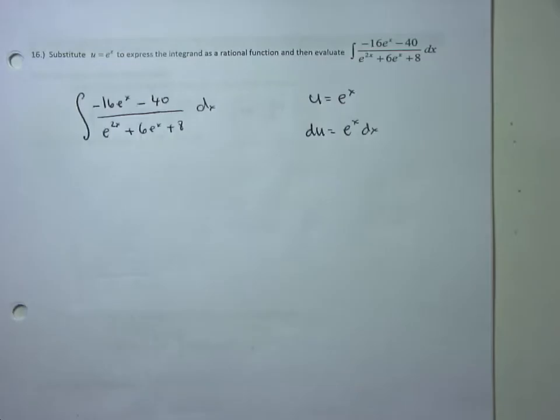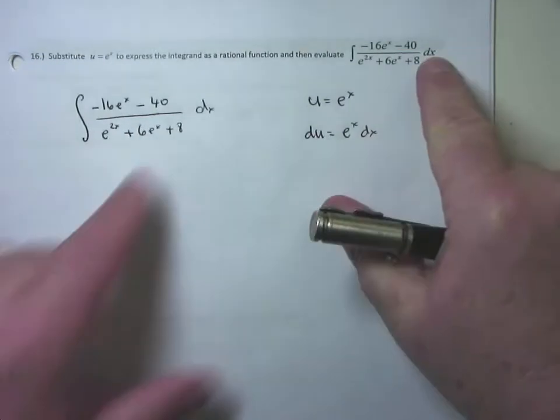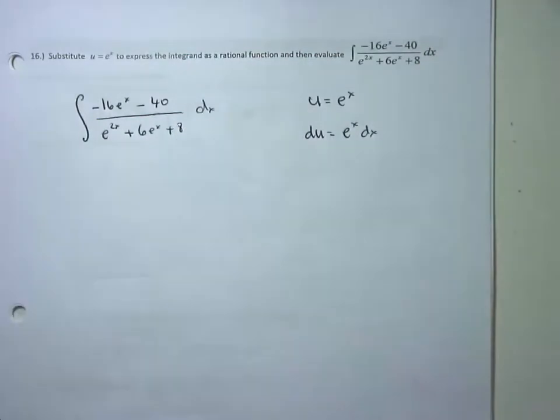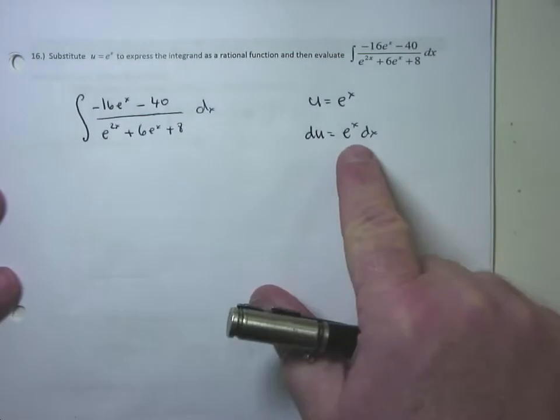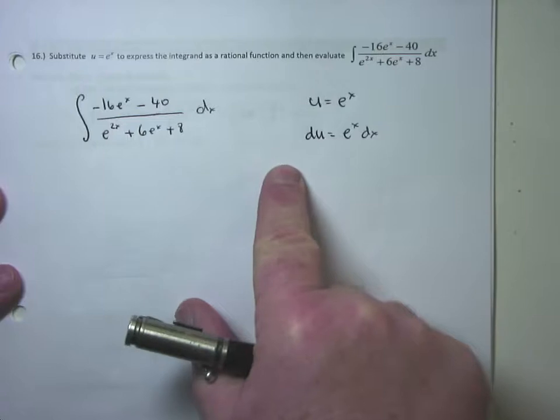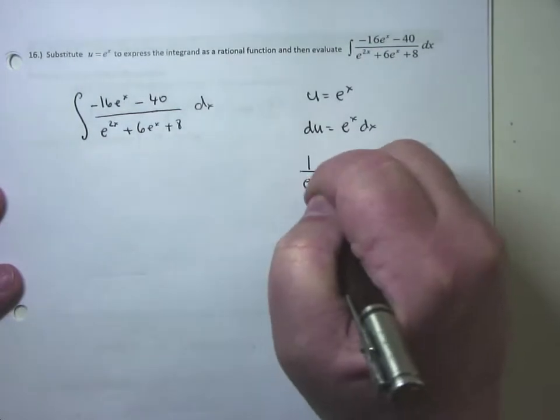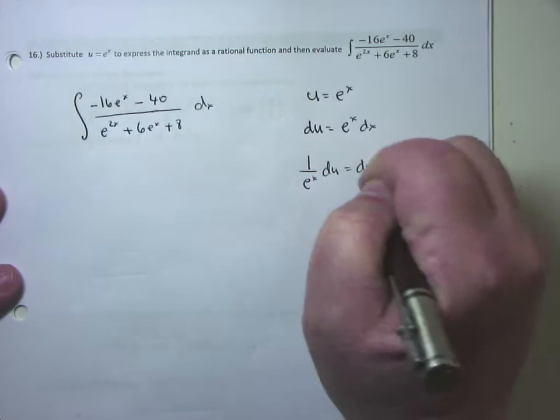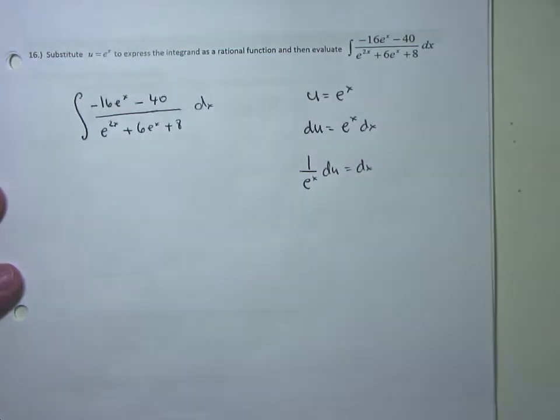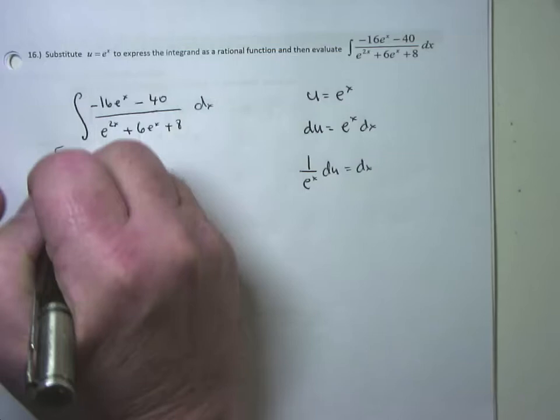Now, in the old days of u substitution, we would just move the constant, see if there was an e to the x in the problem. Well, we're slightly getting away from that. We're going to actually replace the dx in my problem with something with du in it. I don't care if it's a constant or a function. I'm going to move it to the du side. This is the new trick. So I'm going to get 1 over e to the x du equals dx, solving for dx. Does that make sense?